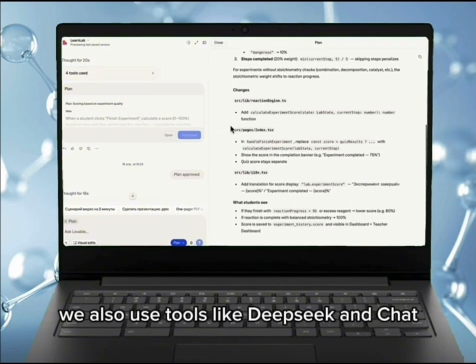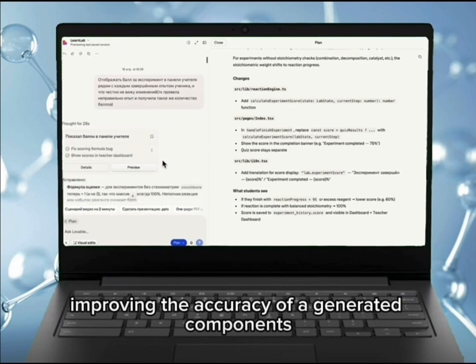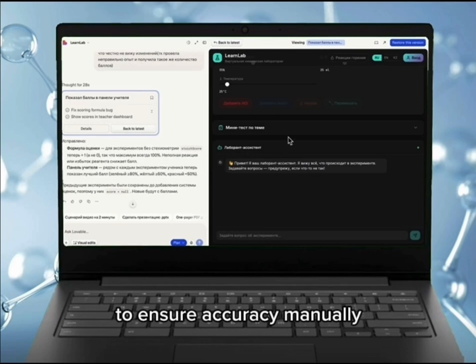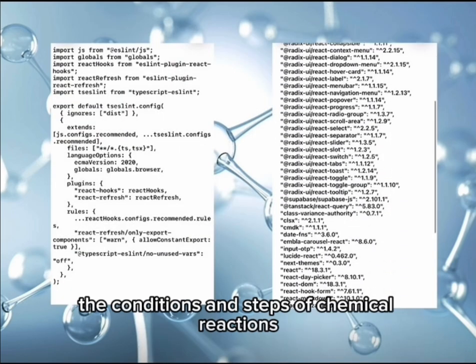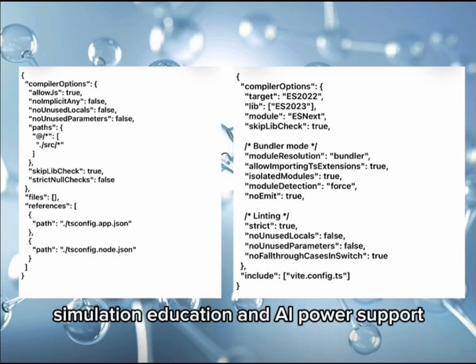We also use tools like DeepSeek and ChatGPT to refine ideas and create structured prompts, improving the accuracy of generated components through iterative testing. At the same time, we develop the scientific content ourselves to ensure accuracy, manually defining the conditions and steps of chemical reactions. As a result, we created a functional prototype that combines simulation, education, and AI-powered support.